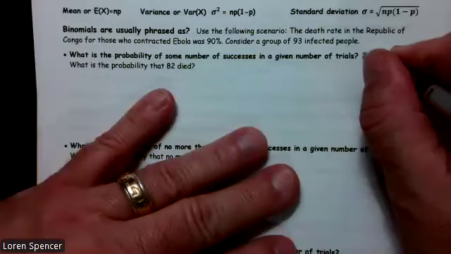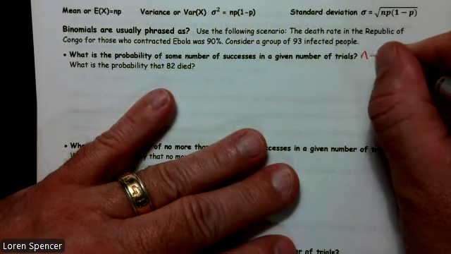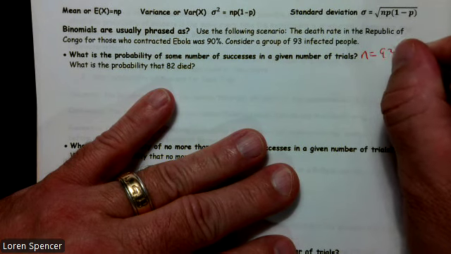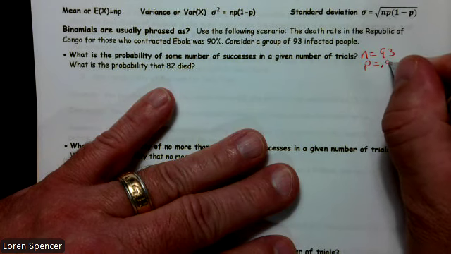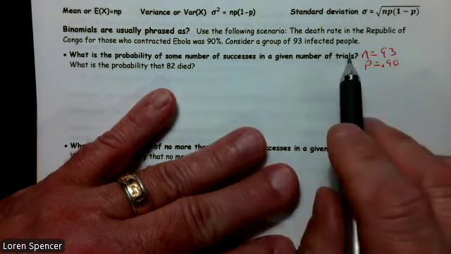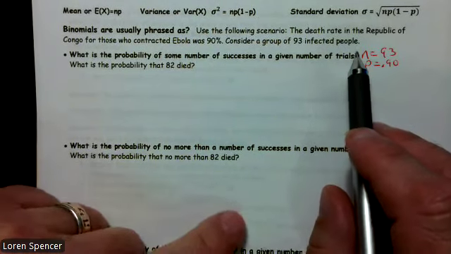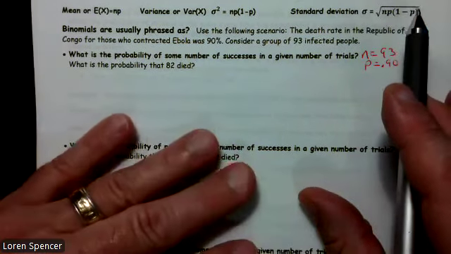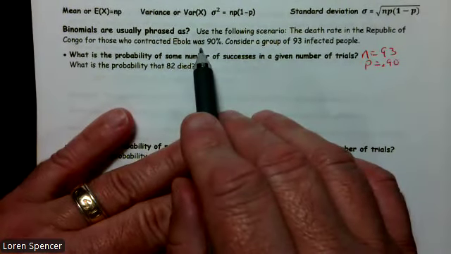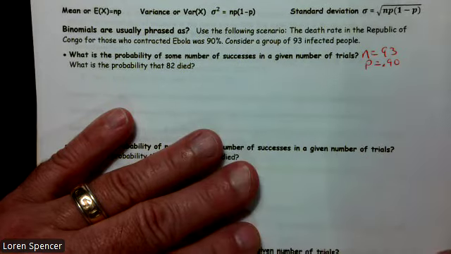Well, first off, we have a group of 93, so my number of trials is 93. My probability is 0.90. And we're going to assume that it was independent, that one person getting it didn't impact anyone else getting it, which I don't know that that's true. And we're going to assume that it was a constant rate. So if it's a constant rate, always at 90%, this makes it a binomial.